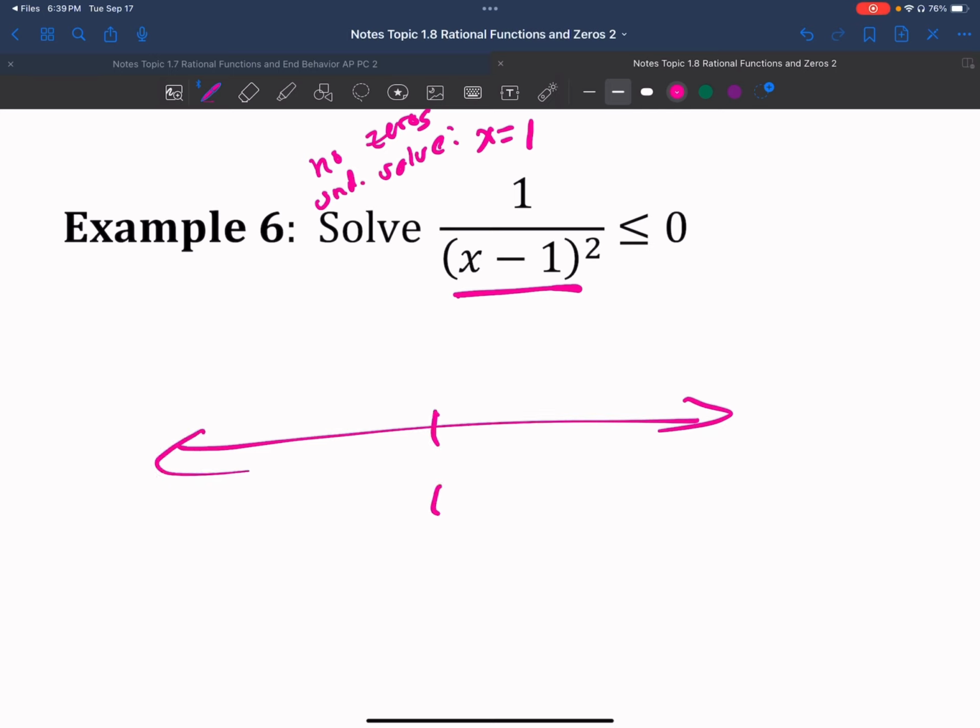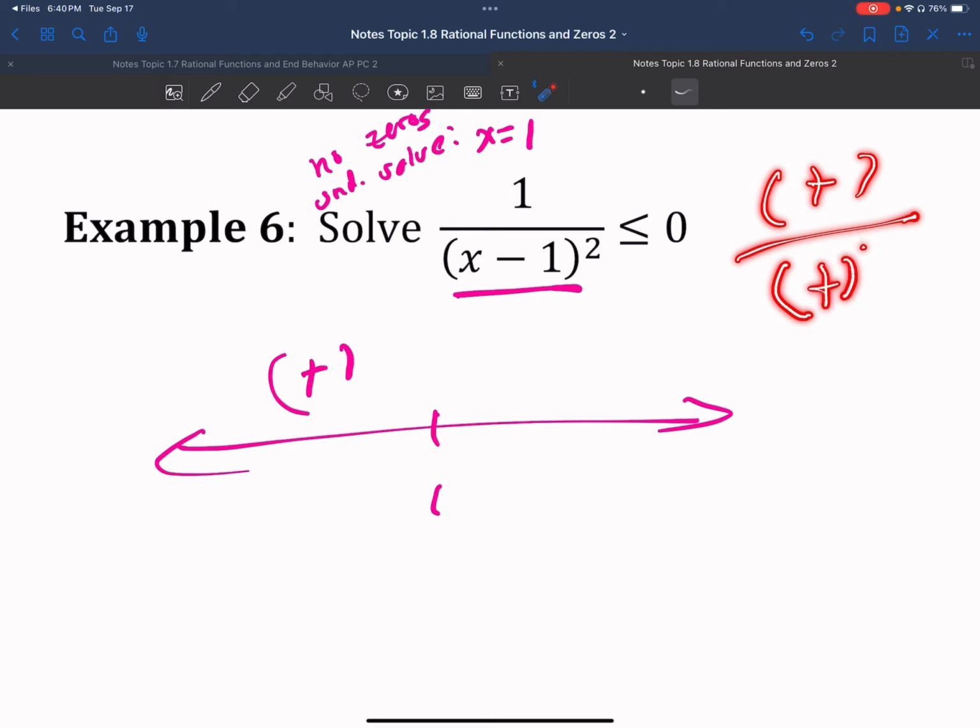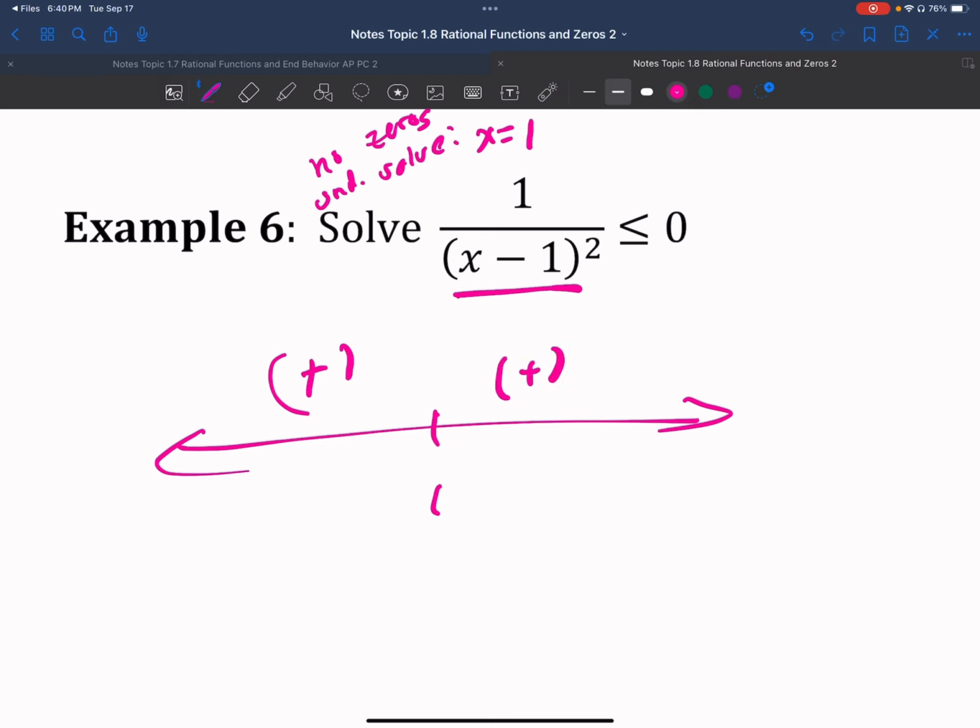I'm going to pick a number less than 1, like 0. So a positive at the top, and then 0 minus 1 is a negative, but then when I square the negative, it turns into a positive. So I have a positive divided by a positive when I'm done simplifying. So this interval is positive. For the second part, I'm going to plug in a number larger than 1, like 2. Again, the numerator is always +1, and then 2 minus 1 is positive. I squared it, it's still a positive. A positive divided by a positive, of course, is a positive.